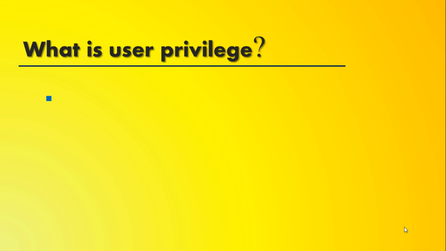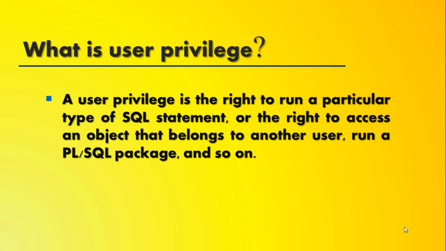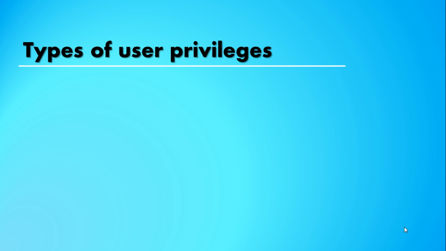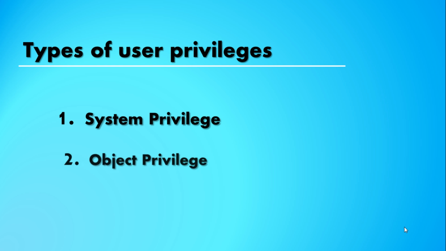So to define a user privilege in Oracle database, we can say a user privilege is the right to run a particular type of SQL statement, or the right to access an object that belongs to another user, or run a PL/SQL package, and so on. There are two types of user privileges in Oracle database. First is system privilege and second is object privilege.